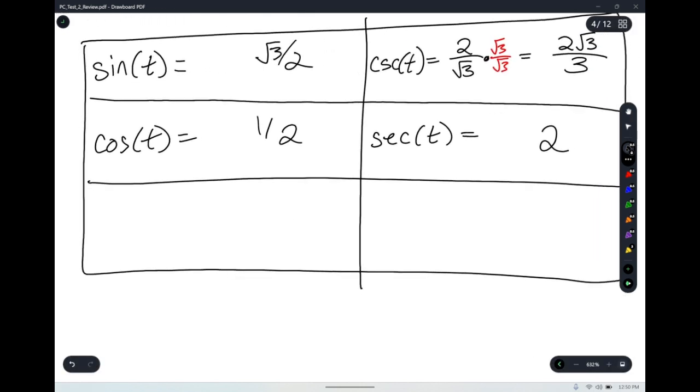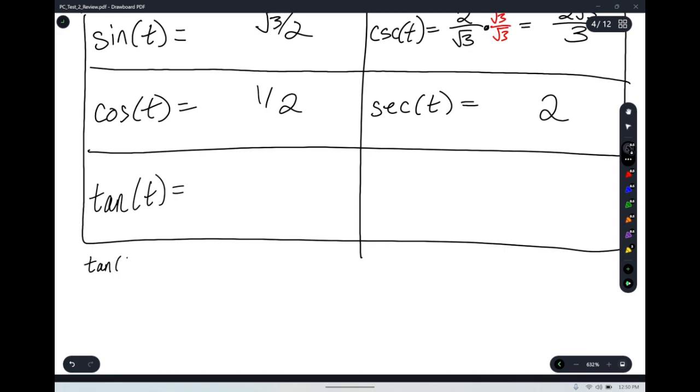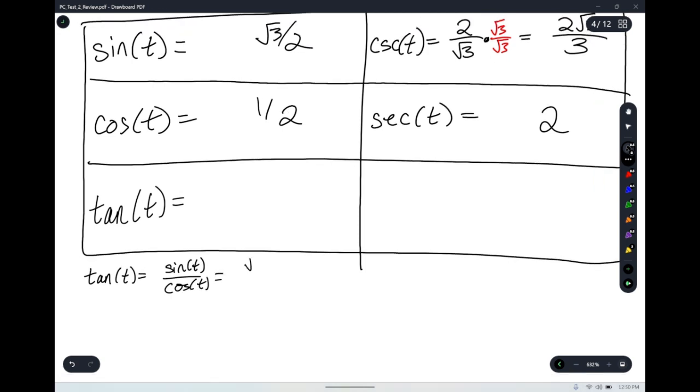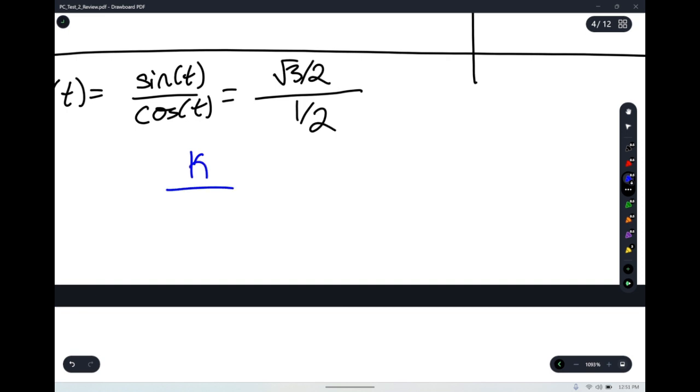Now we got to do our little tangent thing. The formula for tangent is just sine over cosine. Our sine is just root 3 over 2. Our cosine is 1/2. Keep, change, flip. Keep the top. Change division to multiplication. Flip the bottom.